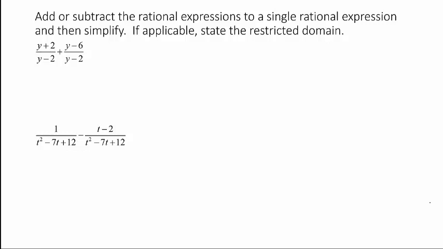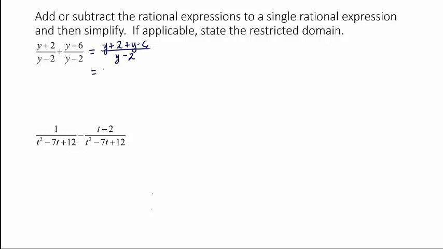Okay, so our directions here say add or subtract the rational expressions to a single rational expression and then simplify. If applicable, state the restricted domain. So let's try this first example. We have y plus 2 over y minus 2 plus y minus 6 over y minus 2. So in this instance, we have a common denominator already, right? So I just need to add the numerators, which is going to be y plus 2 plus y minus 6 all over y minus 2, right?